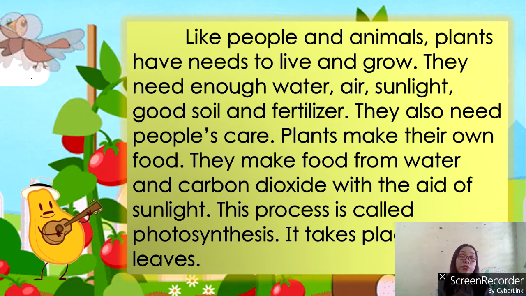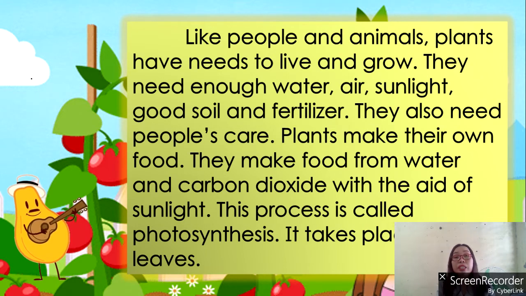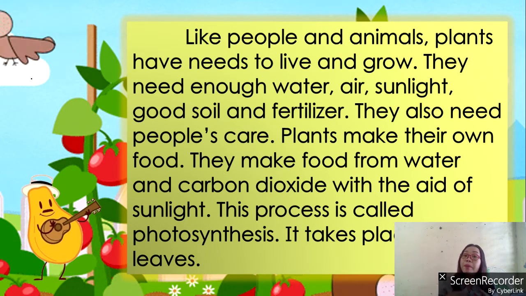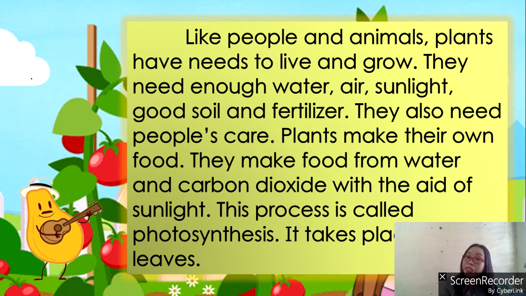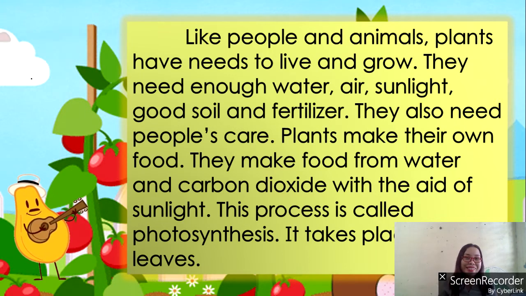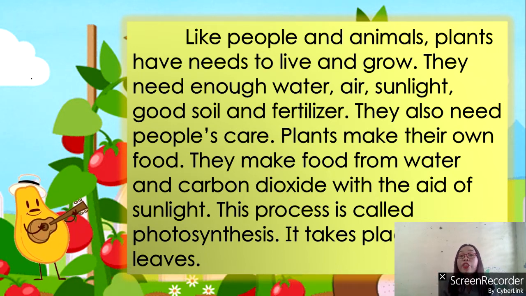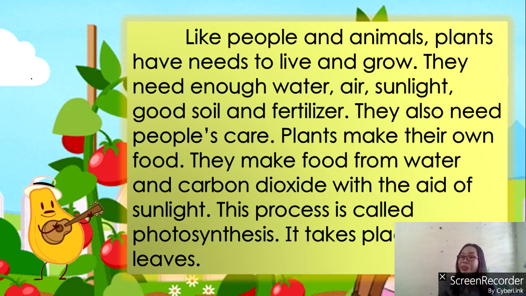Like people and animals, plants have needs to live and grow. They need enough water, air, sunlight, good soil, and fertilizer. They also need people's care. Plants make their own food. They make food from water and carbon dioxide with the aid of sunlight. This process is called photosynthesis. It takes place in the leaves. Okay? Take note of that, grade 1.